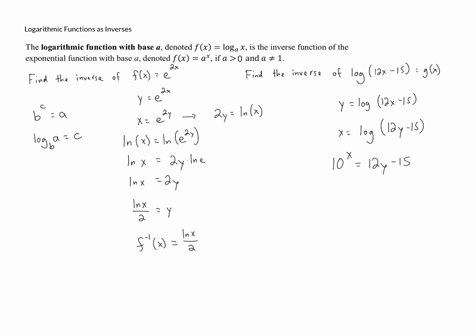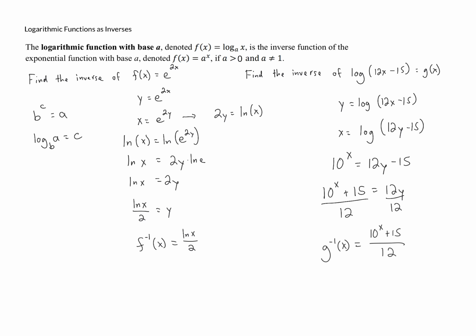And then getting y alone is just a couple more steps. We can move the 15 to the other side by adding 15 to both sides. And then to get y alone, we want to divide both sides by 12. And the result that we get is going to be this. And that ends up being our inverse function. So we can say g inverse of x equals 10 to the x plus 15 divided by 12.